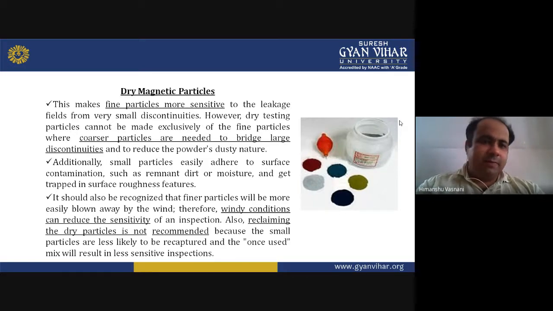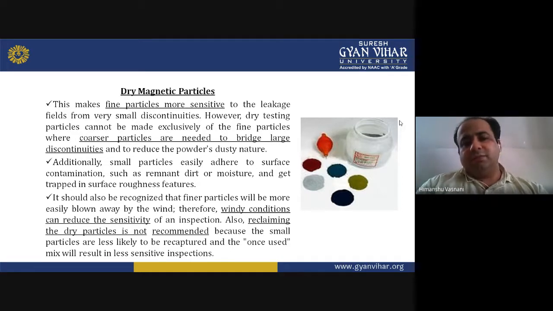This difference in diameters makes the fine particles more sensitive to leakage fields from very small discontinuities. However, dry testing particles cannot be made exclusively of fine particles, because coarser particles are needed to bridge large discontinuities and to reduce the powder's dusty nature. So both fine particles and coarse particles are important.